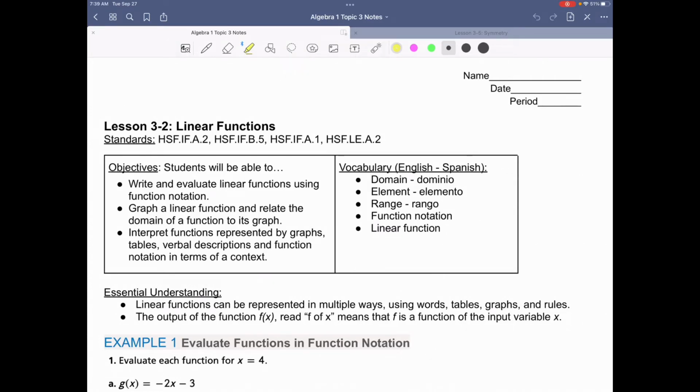Today we are learning about Lesson 3-2, Linear Functions. Don't forget to write your name, date, and period at the top of your paper.